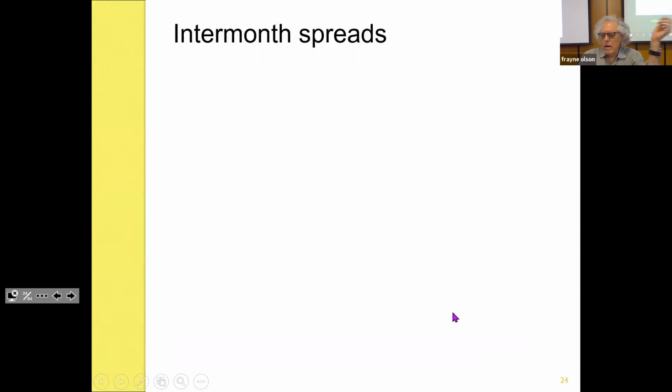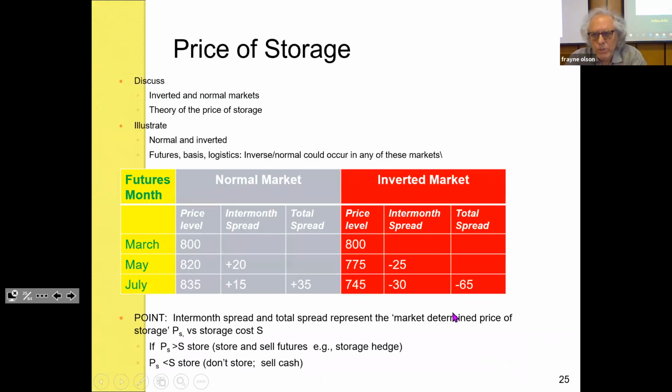Okay, I want to make a few comments about intermonth spreads, and then I'll stop for a few questions if you have any. We'll take a couple-minute break. Intermonth spreads are a pretty important aspect of grain marketing and of the basis, and Frayne will speak about these tomorrow because it ultimately affects your decision to store.